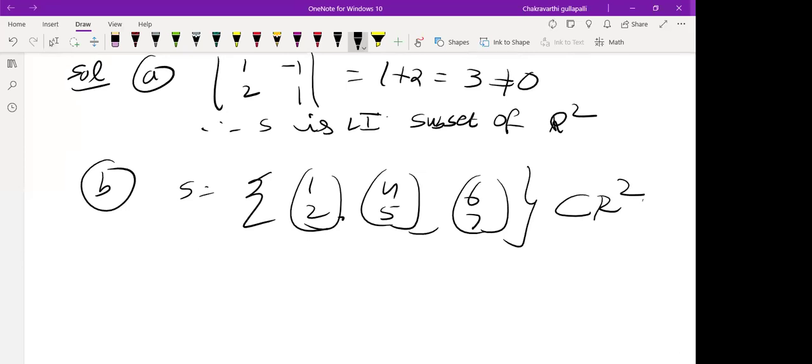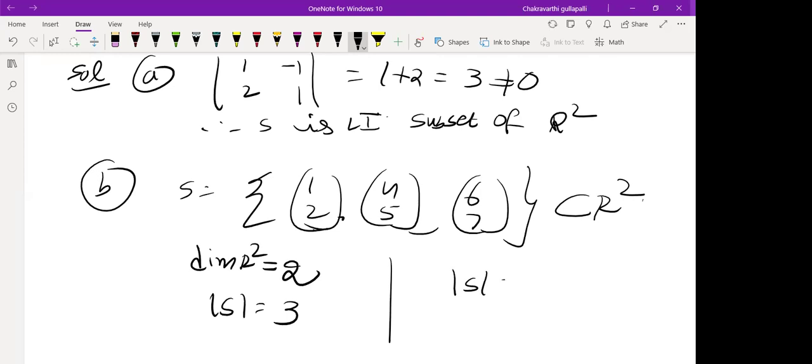What is the dimension of R2 space? 2. We already know the dimension of R2 is 2 because the standard basis contains 2 vectors. What is the standard basis? (1, 0), (0, 1). So the dimension of R2 space is 2. S contains how many vectors? 3. So S contains more vectors than the dimension.